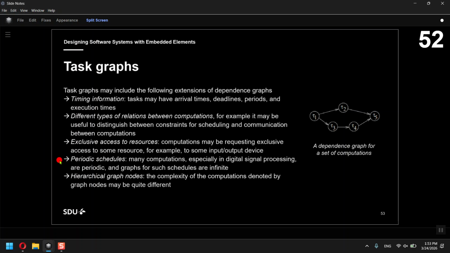And then hierarchical graph nodes, where you typically have graphs in graphs. So when your system is more complex, you typically cannot model everything using one graph notation.